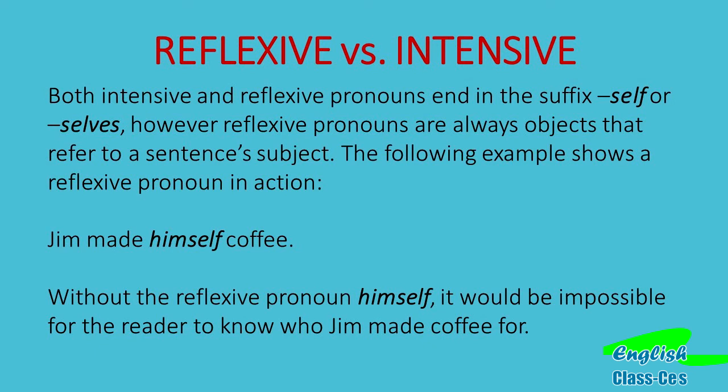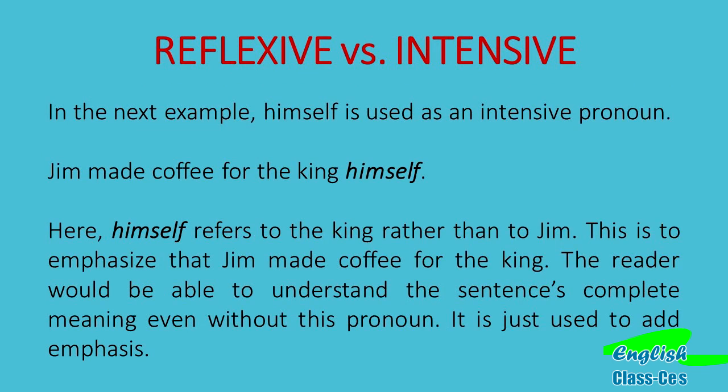Let us differentiate reflexive pronouns and intensive pronouns. Both intensive and reflexive pronouns end in the suffix self or selves. However, reflexive pronouns are always objects that refer to a sentence's subject. The following example shows a reflexive pronoun in action. Jim made himself coffee. Without the reflexive pronoun himself, it would be impossible for the reader to know who Jim made coffee for. In the next example, himself is used as an intensive pronoun. Jim made coffee for the king himself.